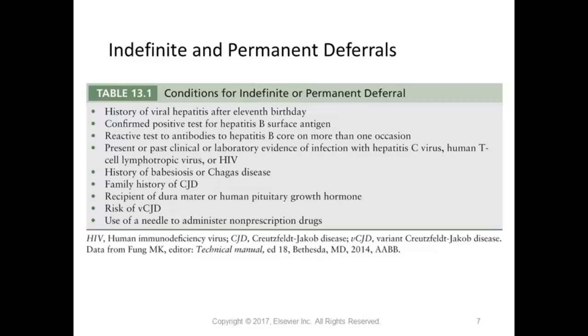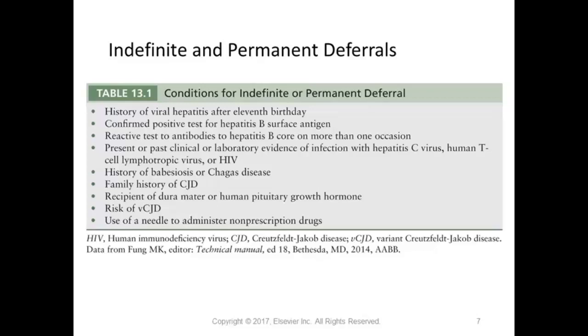A permanent deferral is required based on high-risk behavior or a positive test result. Donors with permanent deferrals are not expected to ever regain donor eligibility, even if rules or technologies change. An example of this would be positive tests for hepatitis B surface antigen.